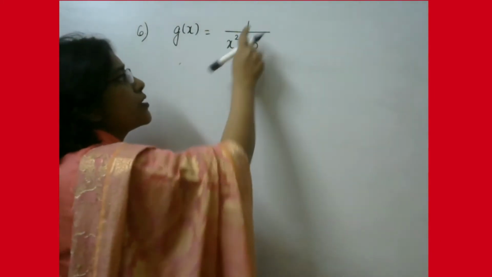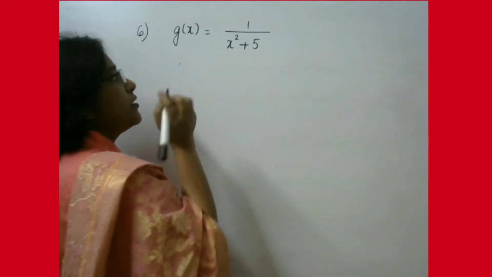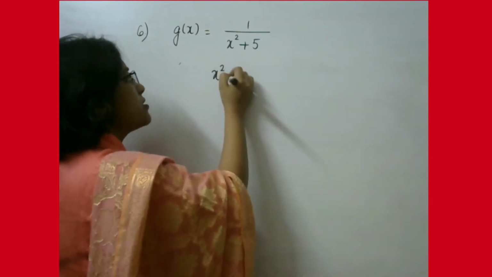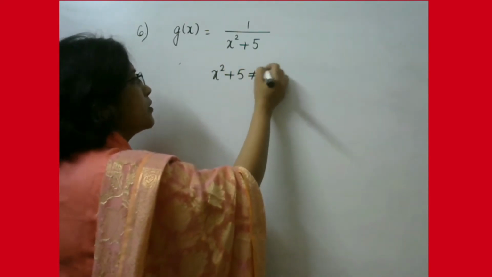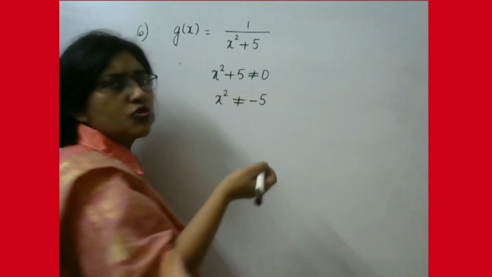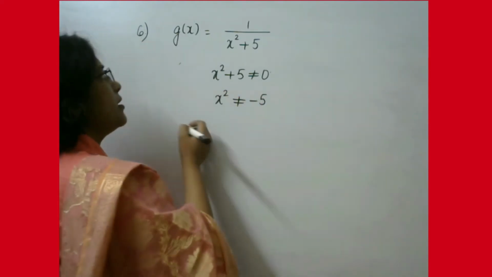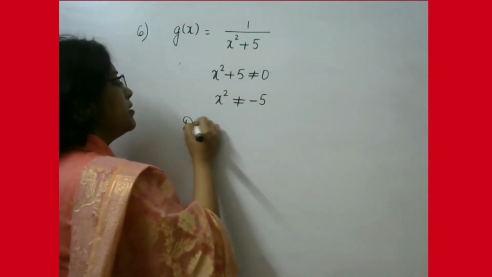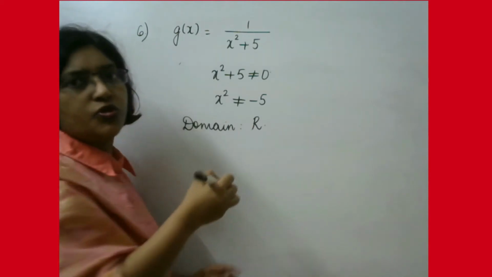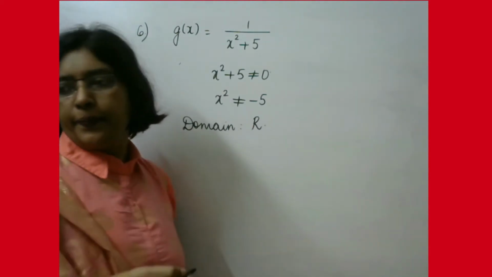So now we are taking 1 upon x square plus 5. The denominator should not be 0. So let's equate this, not equal to 0. So x square is not equal to minus 5. And this is true for every real number, and hence the domain is real numbers. There is no such value of x which will make this function undefined.